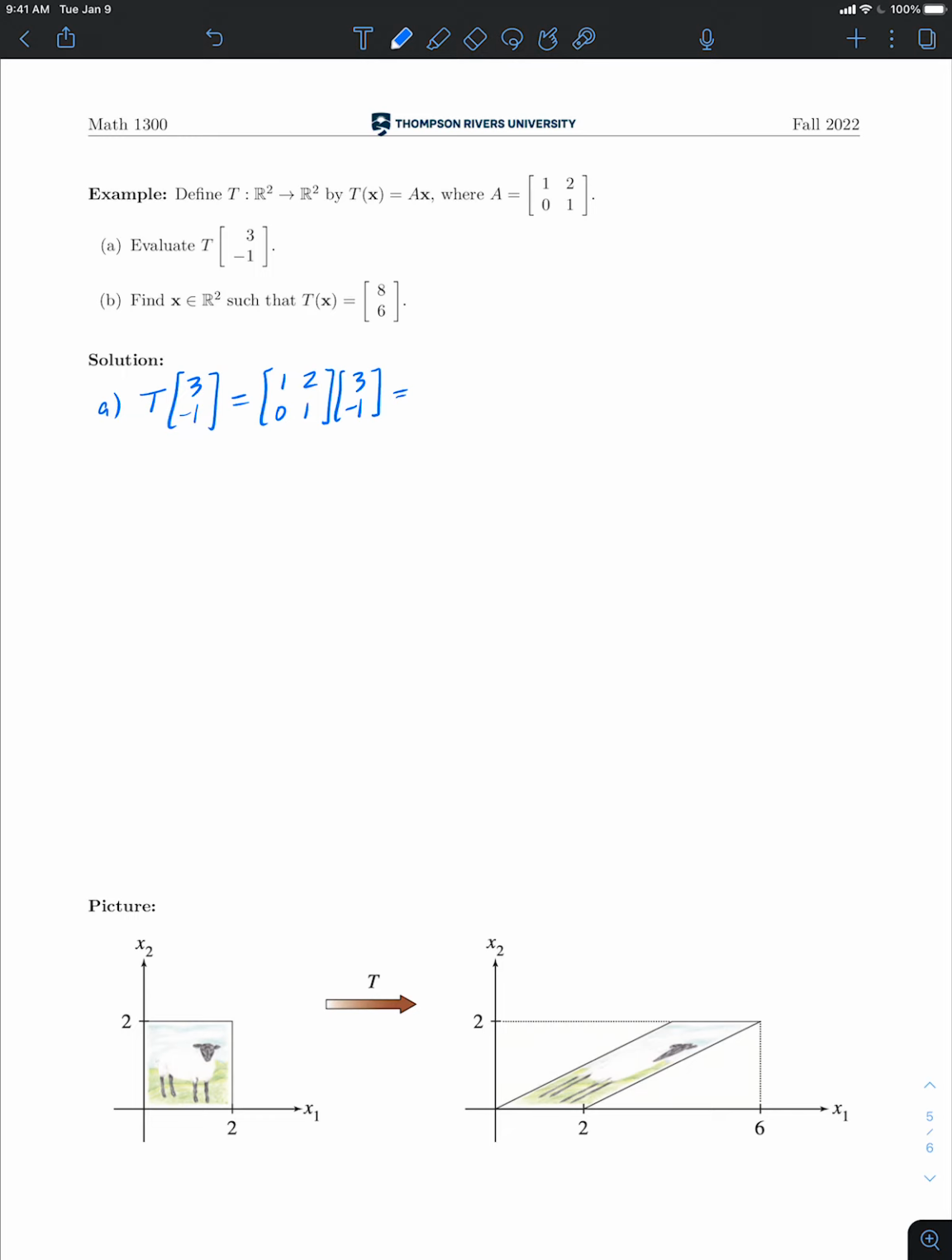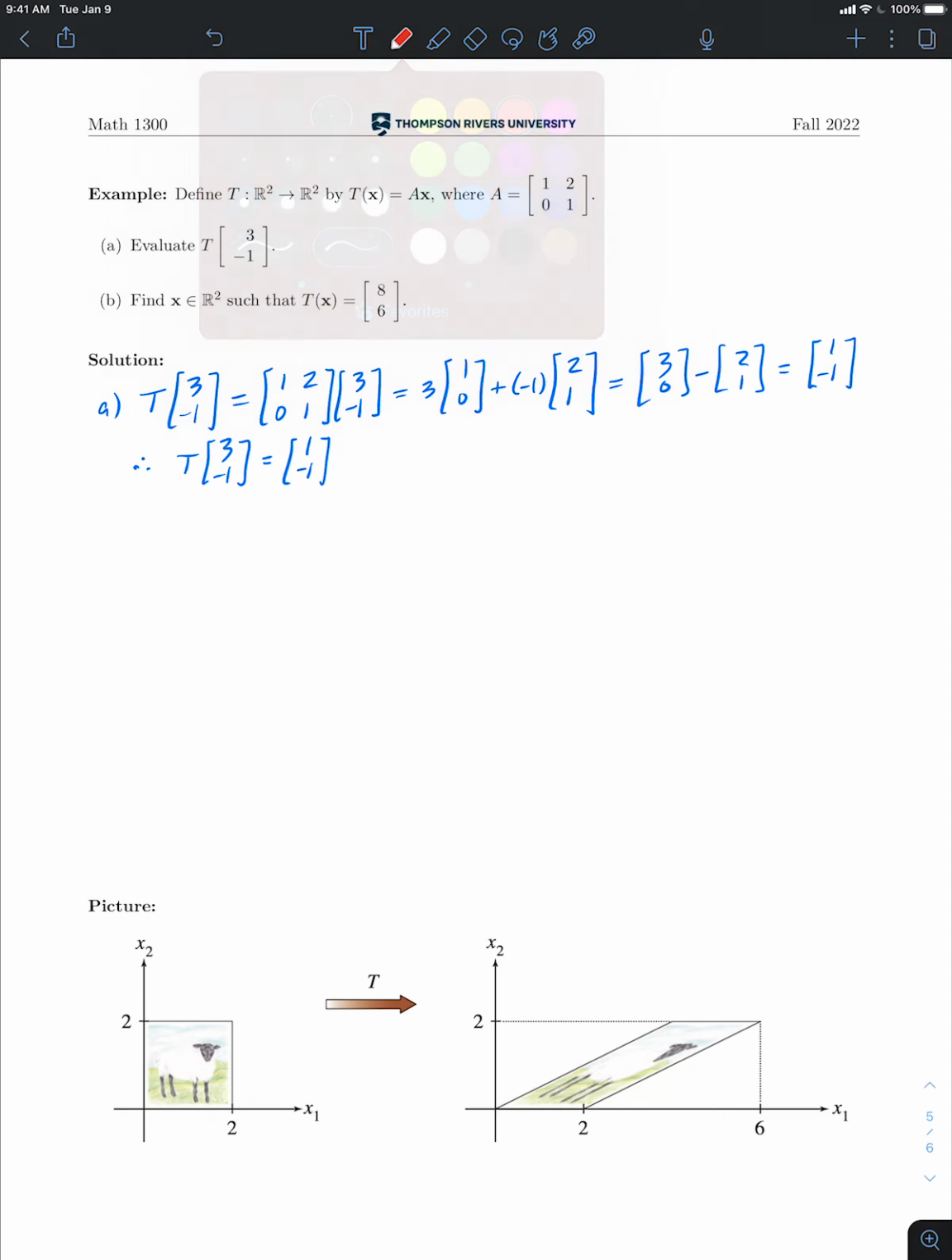We can use the definition of multiplication to figure that out. It's going to be 3 times the first column plus -1 times the second column, right? And then we can work that out. We're going to have 3, 0 minus 2, 1. Work that out and you end up getting 1, -1. So you could say therefore T of 3, -1 is equal to 1, -1. Okay, so there you go.